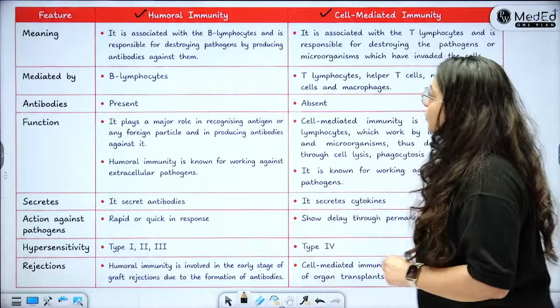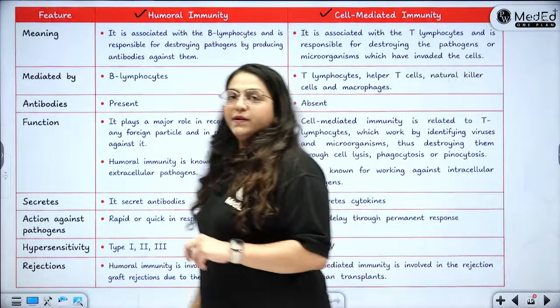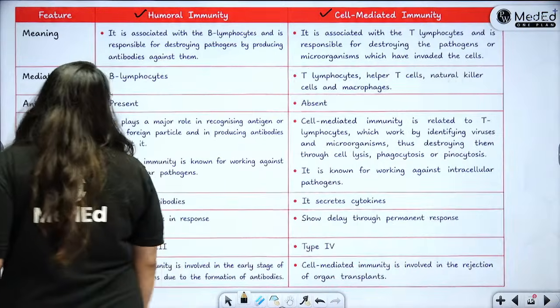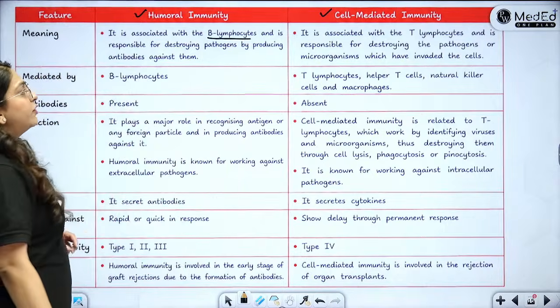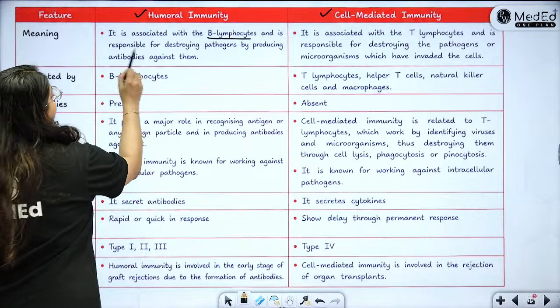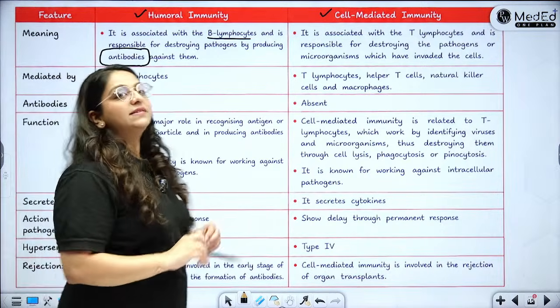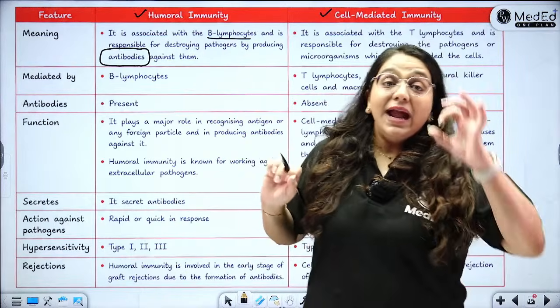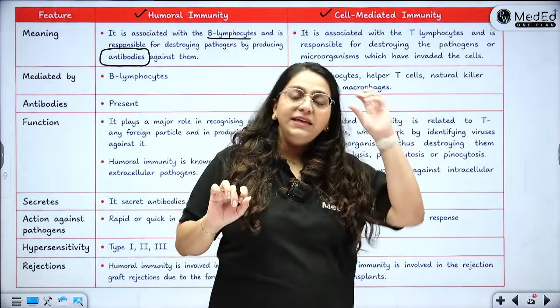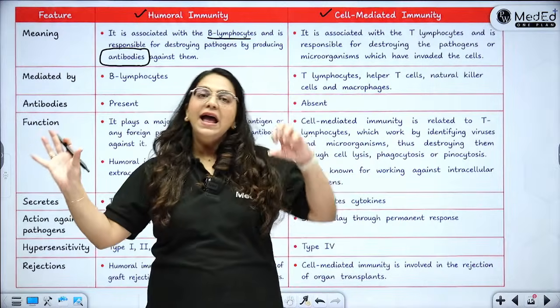Alright, let's go. So what did I say? Humoral and cell-mediated immunity. Humoral immunity is associated with B lymphocytes and it is responsible for destroying pathogens by producing antibodies against them. You know simply that humoral immunity is antibody mediated and cell-mediated immunity is T cell mediated. Okay, B cell and T cell.